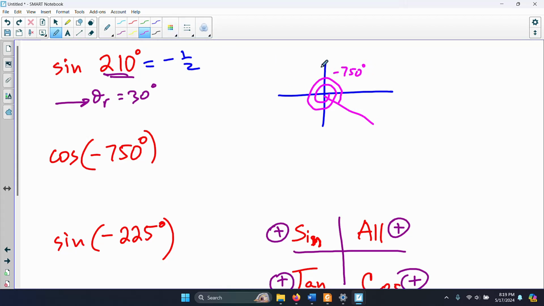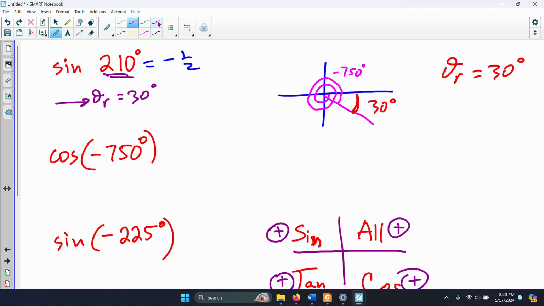But really, what becomes important at this point are two things. This was my reference angle, and even though it doesn't look like it, the reference angle is 30 degrees, because you could say 750 minus 720 is a 30-degree difference. Okay, so I'll erase that. So my reference angle is 30 degrees.